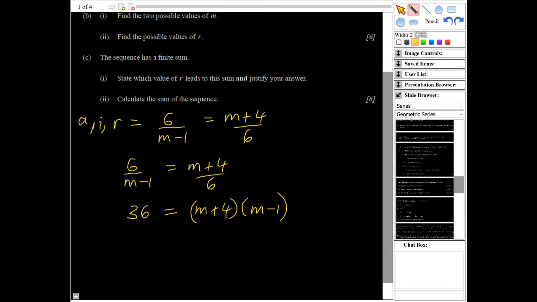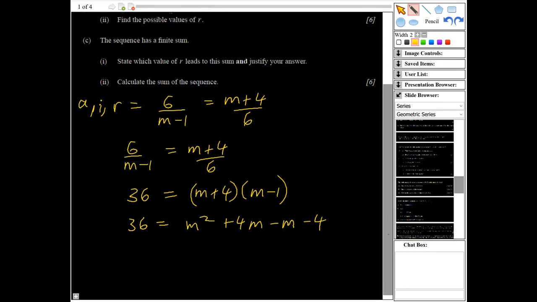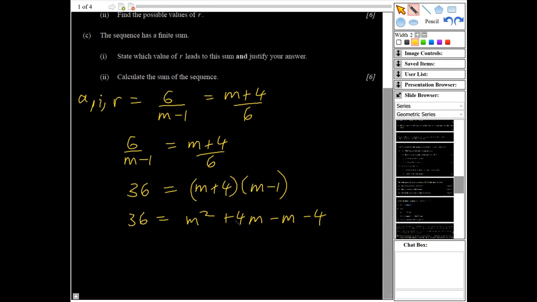Then I can multiply out my two brackets there. So that's going to give me m times m is m squared, plus 4m, and then minus m, and then minus 4. Okay, so I can then gather up the similar terms, move the 36 to the other side, and then equate it equal to 0.